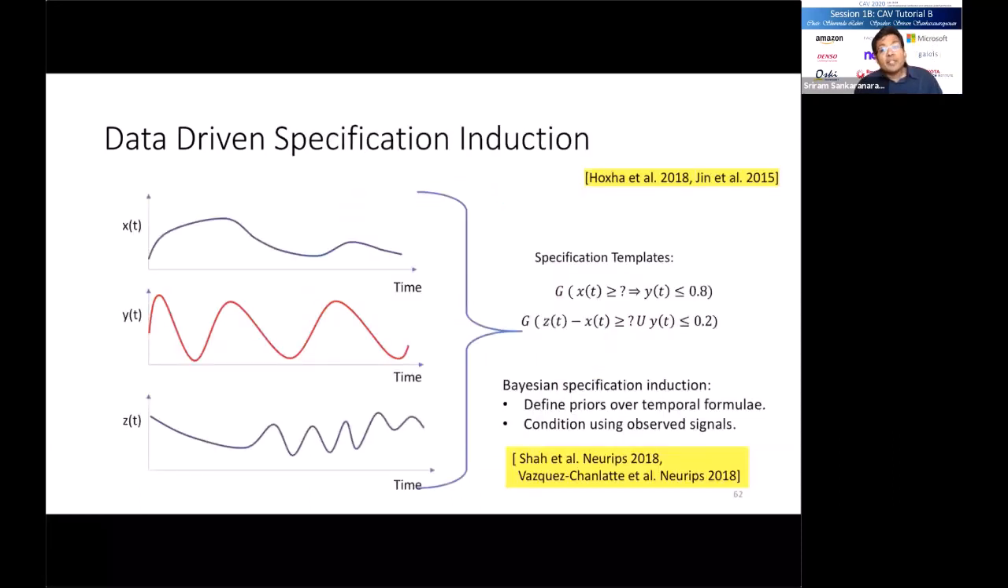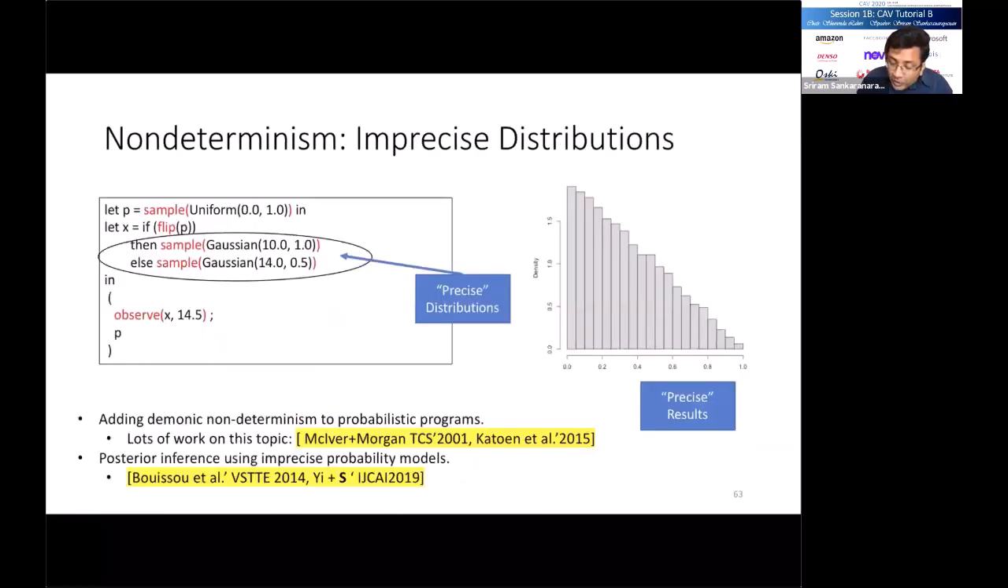You can think about data-driven specification. A lot of work has gone into finding temporal logic formulas from signals. Most of it comes up with one temporal logic formula, but you can induce multiple temporal logic formulas. There's a lot of work to be done on non-determinism, or what's called imprecise distributions. A lot of this talks about precise distributions with well-known mean, well-known variance, well-known distribution functions. You can change that, and there's work on how to do it with non-determinism to specify distributions where the mean and the variance can be non-deterministic. You can also turn it around and do posterior inference on imprecise probability models as well.